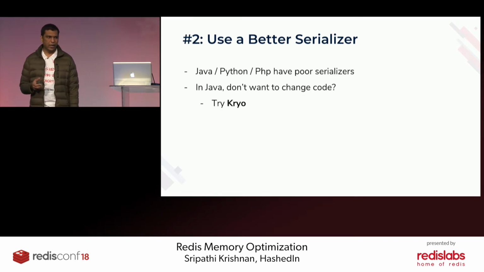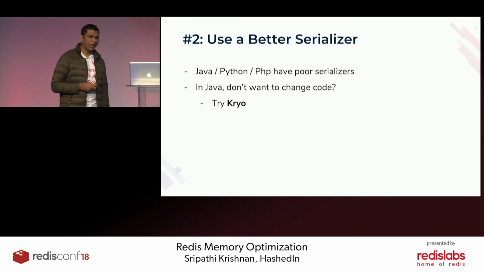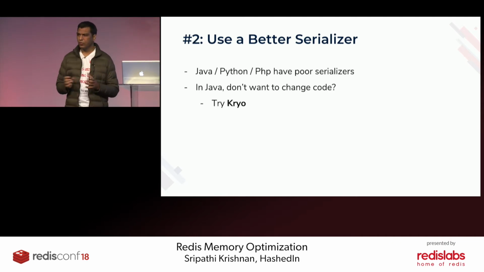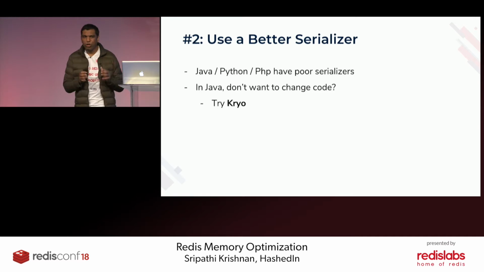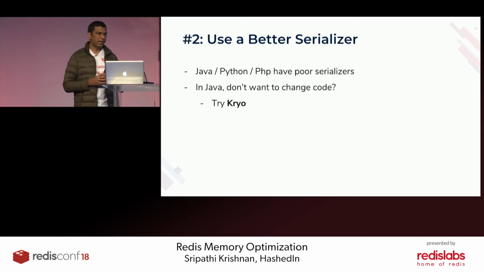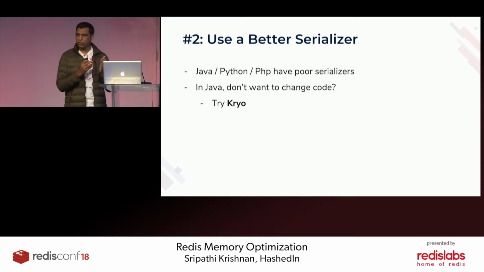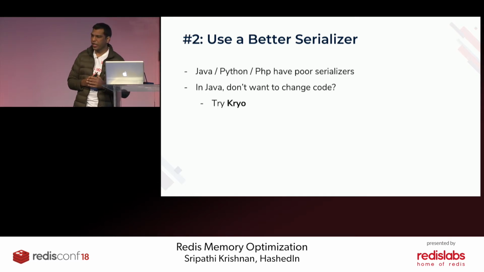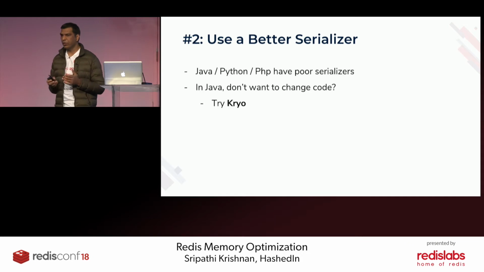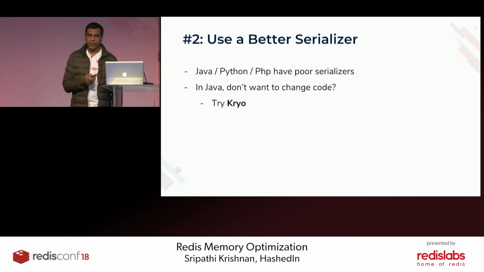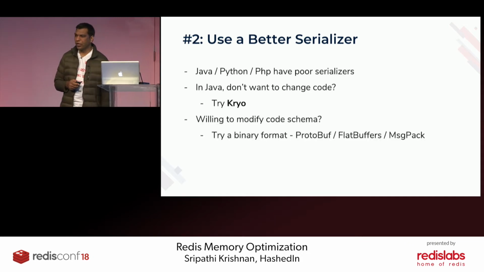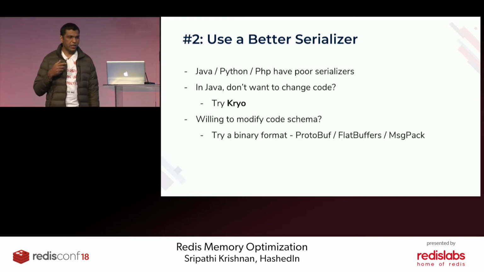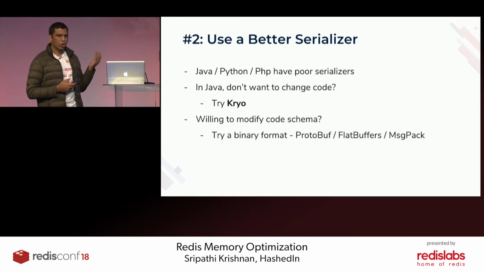So what do you do instead? There are better serialization algorithms out there. Kryo is a great serialization algorithm. If you don't want to change any of your code, it's almost a drop-in replacement for Java serialization, so you can use that. You get a good savings on the serialized version of your object, and it's a great way to reduce memory. But you can do much better than that. If you are willing to modify your code or schema, there are better serialization algorithms. There is protocol buffers.